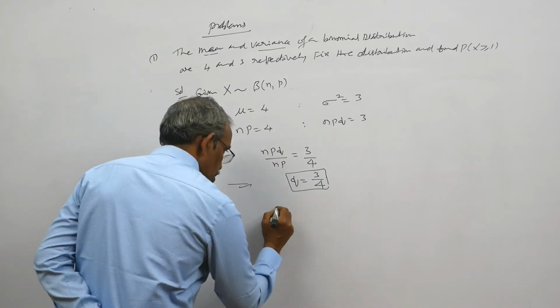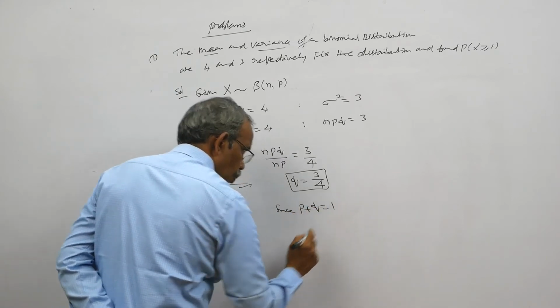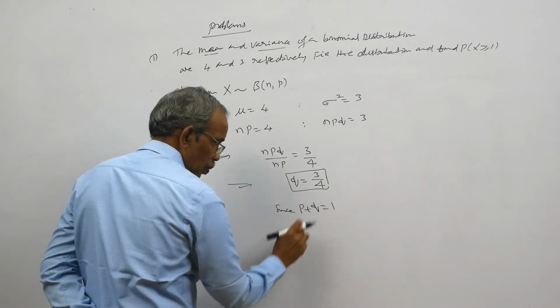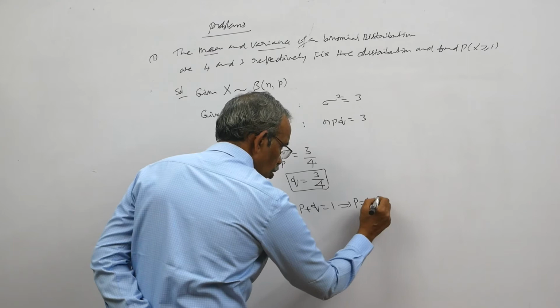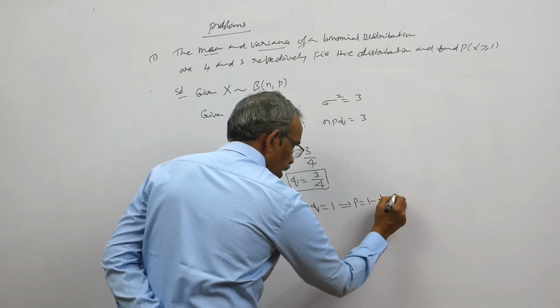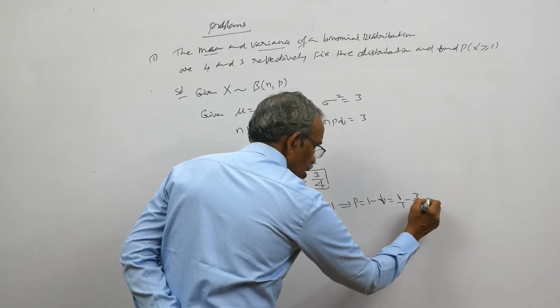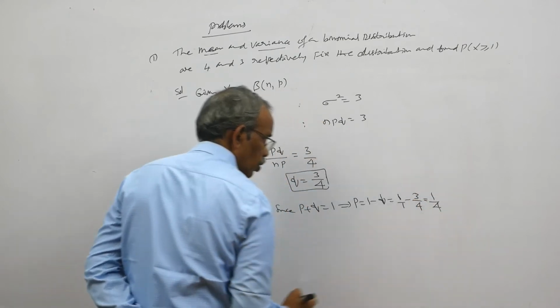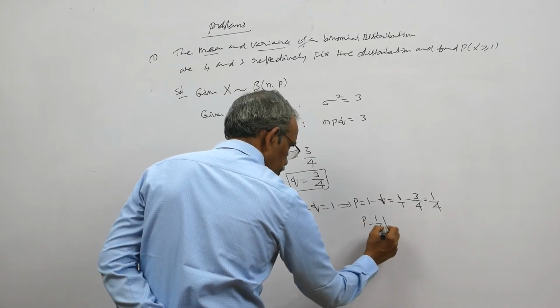Since p plus q is equal to 1, where p is the probability of success and q is the probability of failure, that implies p is equal to 1 minus q. 1 minus q means 1 minus 3 by 4, that is equal to 1 by 4. And so p is equal to 1 by 4.